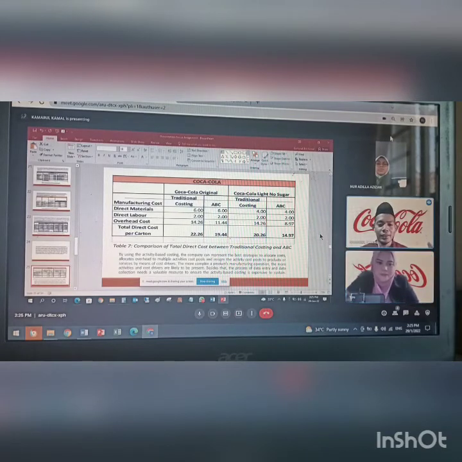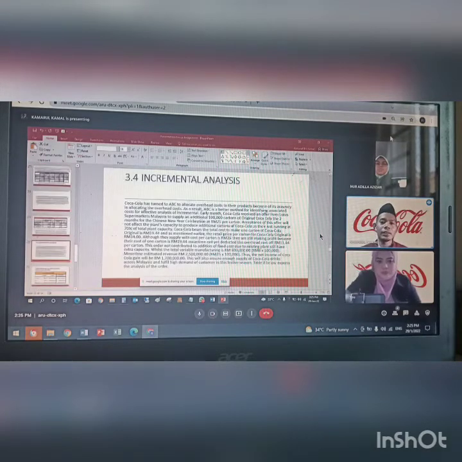Yes, that's a good finding. Thank you very much, Ms. Shafinas. We shall implement ABC costing instead of our traditional costing. So for the incremental analysis, as per Ms. Shafinas' finding, we will use ABC for the incremental analysis.